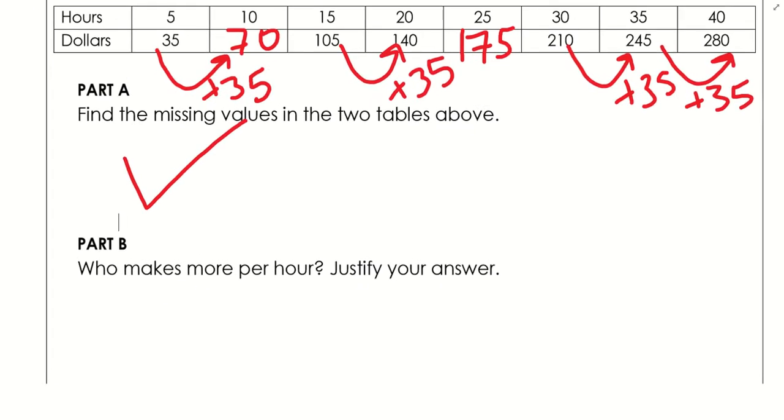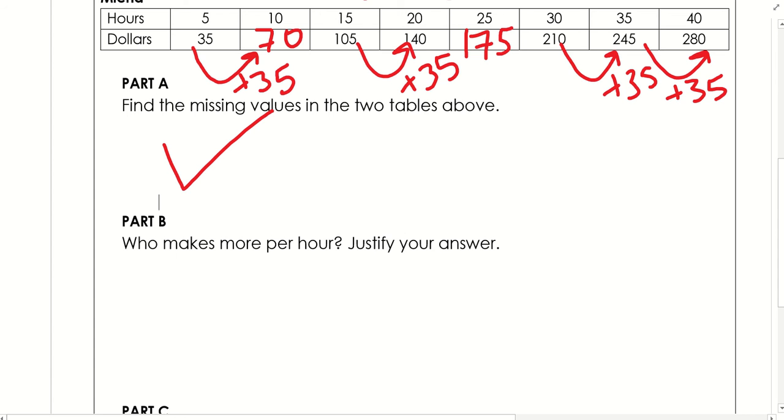Moving on to part B, it asks us who makes more per hour and justify our answer. So this is asking us to find the unit rate and compare the unit rate. Anytime you see a question like who makes more per hour, who travels further, which brand offers the better value, anytime you see a comparison question, in order to compare the two ratio values, you have to first find the unit rate of each person and then compare those values.